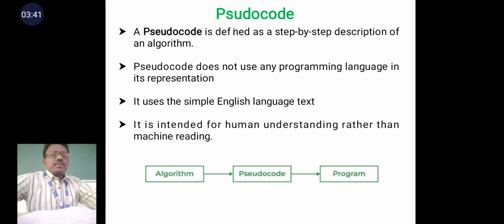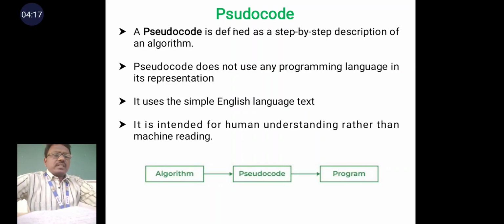Next, pseudocode. A pseudocode is defined as a step-by-step description of an algorithm. Pseudocode does not use any programming language in its representation. Instead it uses simple English language text, as it is intended for human understanding rather than machine reading. Pseudocode is the intermediate state between an idea and its implementation. Implementation is a code in a high level language.